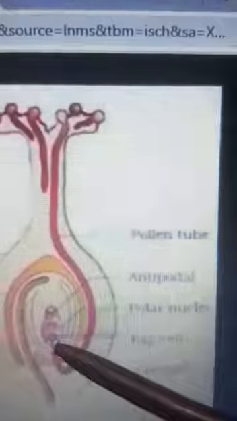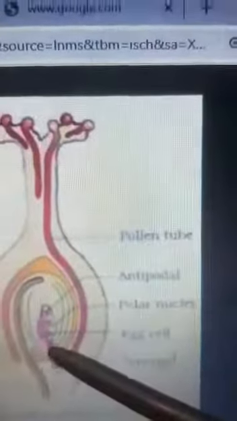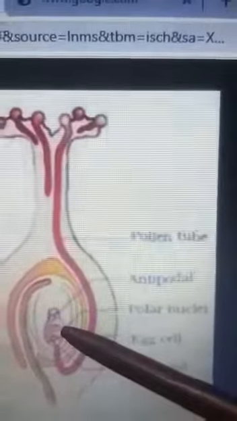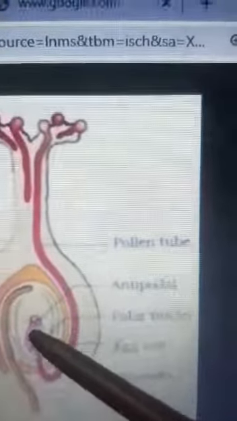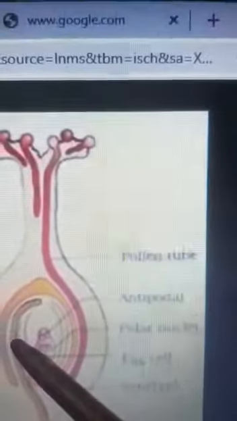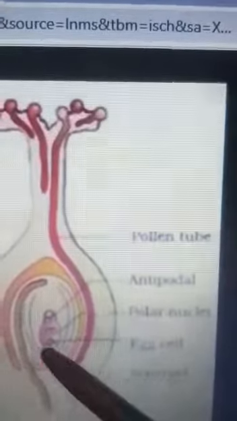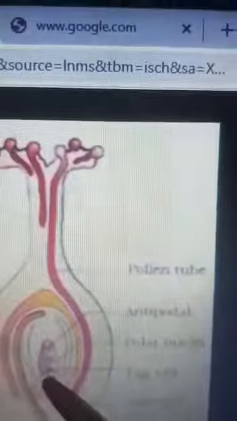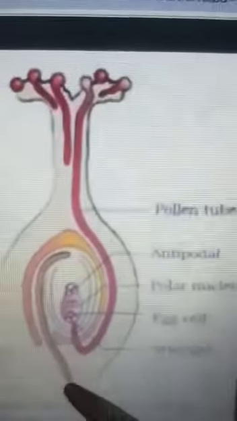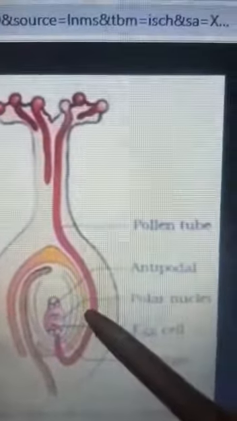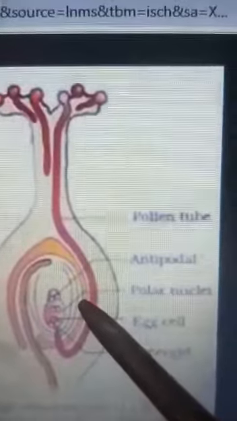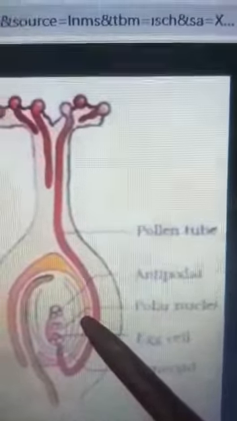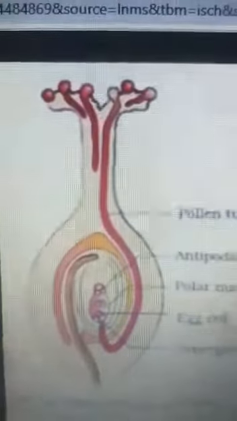The male gamete enters the ovule, the wall ruptures, and the male gamete enters inside the ovule. Inside the ovule, the female gamete is present. Then the male gamete fuses with the female gamete and forms a zygote. This fusion of male gamete with female gamete to produce a zygote is called fertilization.